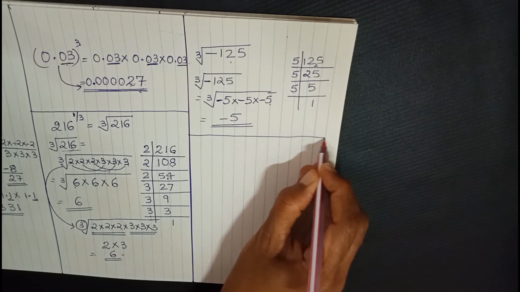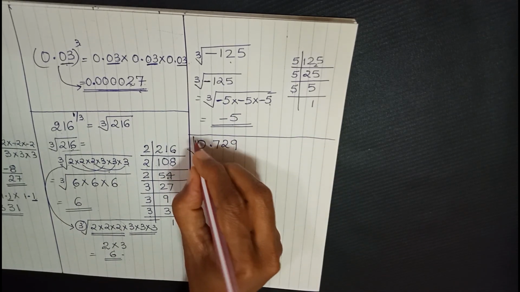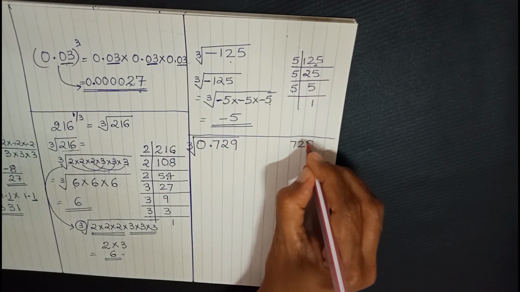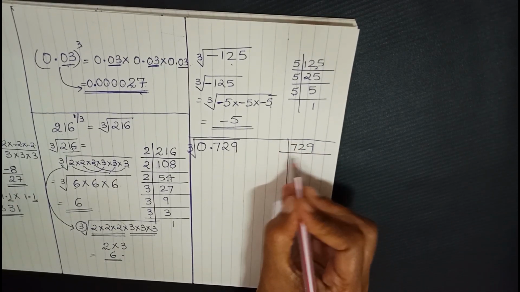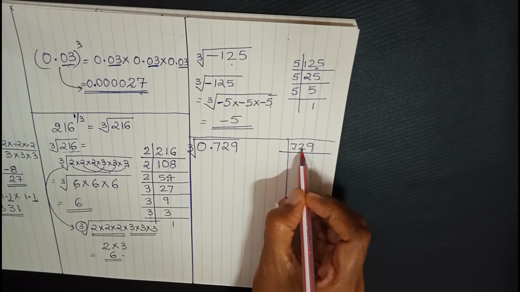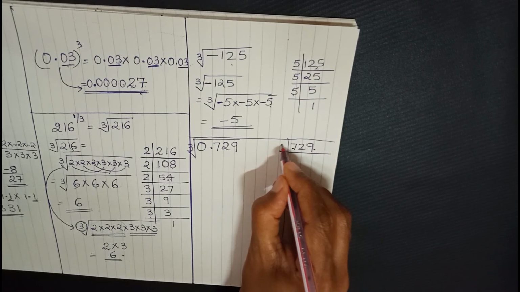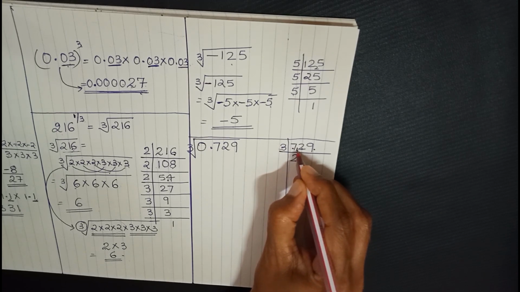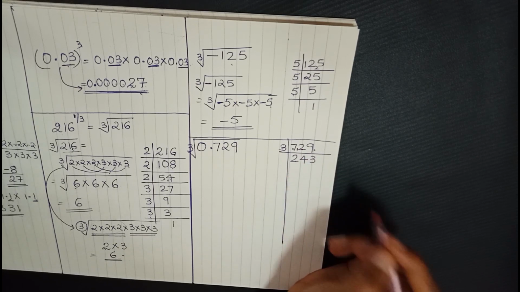Let's take another example. 0.729. We have to find out the cube root of this number. So let's first factorize 729 again. Now how do we find out by which number this will be divisible? 7 plus 2 is 9. 9 plus 9 is 18. 18 comes in the table of 3. So definitely we will be able to divide it by 3. So let's start with 3. 3 twos are 6. 1 remains. 3 fours are 12. And 3 threes are 9.